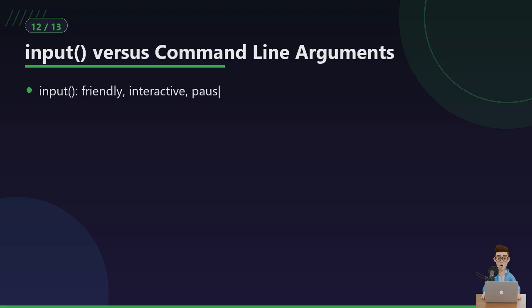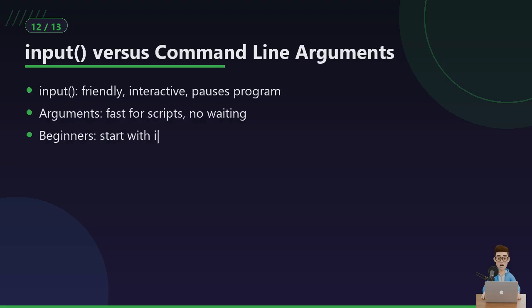One alternative worth knowing about. Instead of pausing to ask questions, programs can receive values up front as command line arguments, like handing a waiter your whole order at once instead of a back and forth chat. Arguments are great for automation because nothing waits for a human, but they are less friendly and need extra setup. For learning and for anything a person uses directly, input is the right tool.